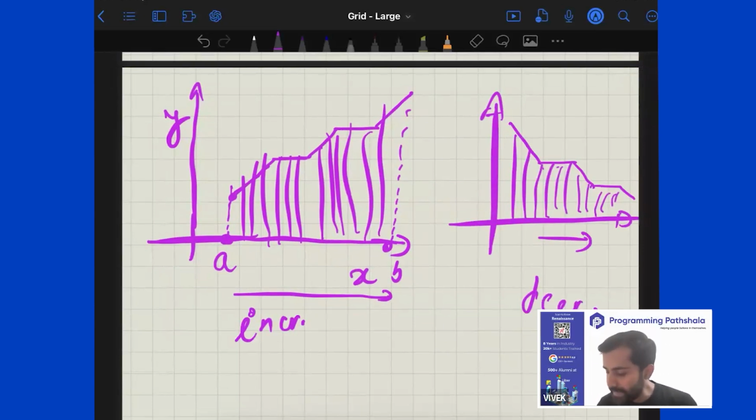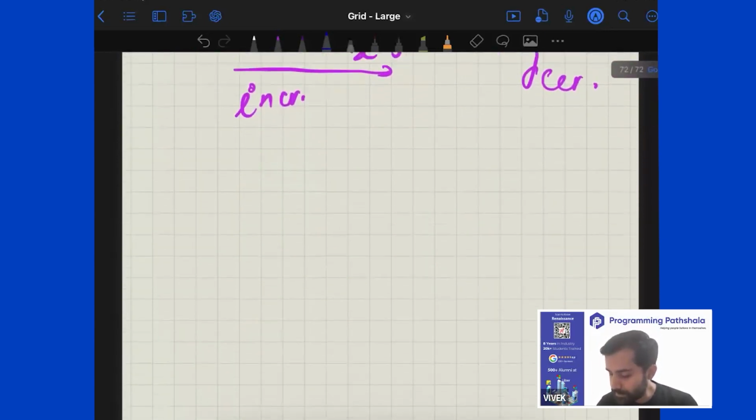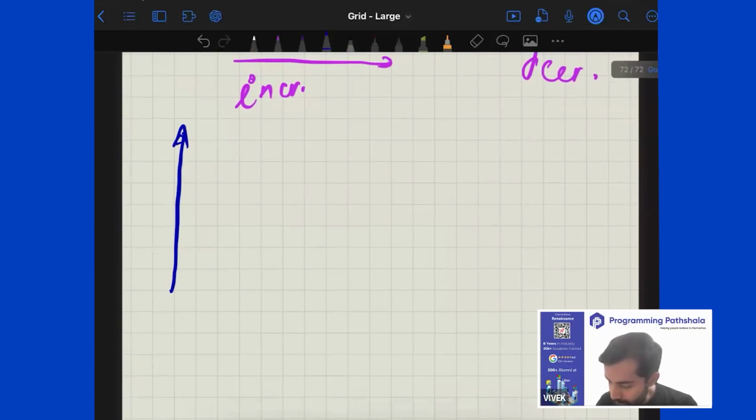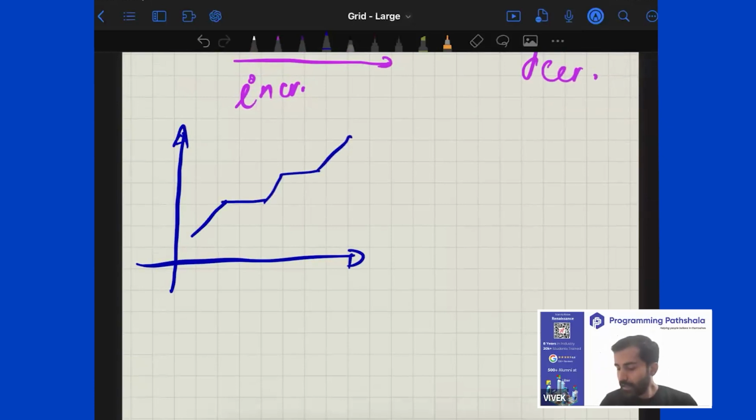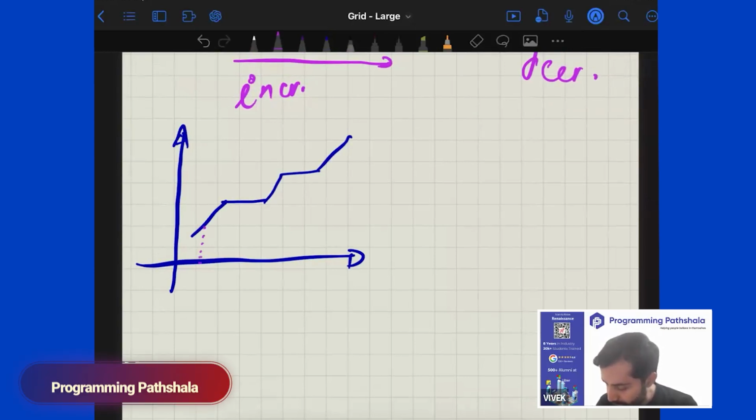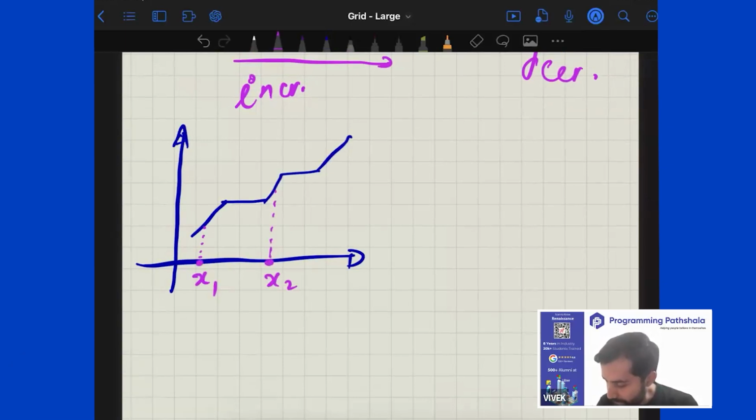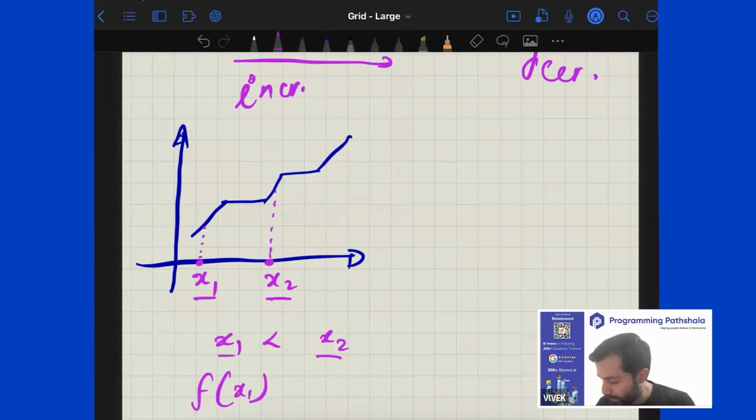Now, what is an important trait of such a monotonically increasing function? If you look at any function that monotonically increases, and I consider 2 points, let's call the first point x1 and the second point x2, and x1 is behind x2. So x1 is smaller than or equal to x2, or remove the equal to sign, let's say x1 is smaller than x2. If this is the case, can you tell me the relationship between f of x1 and f of x2?